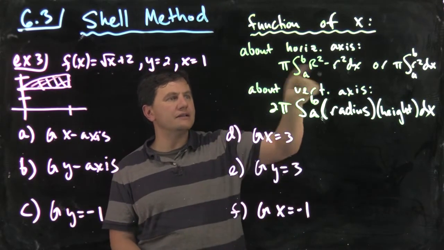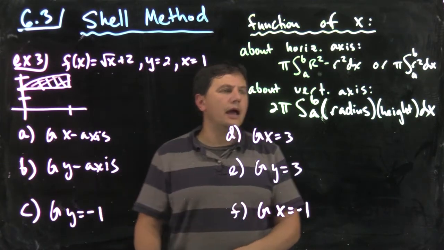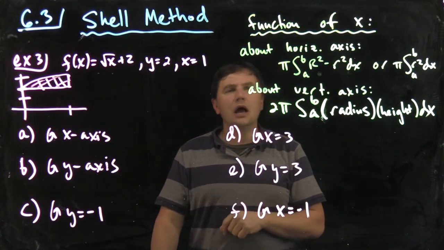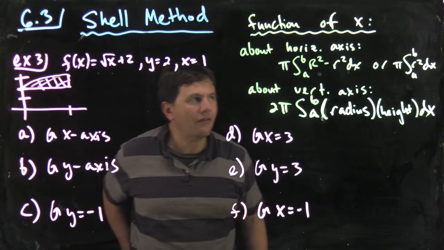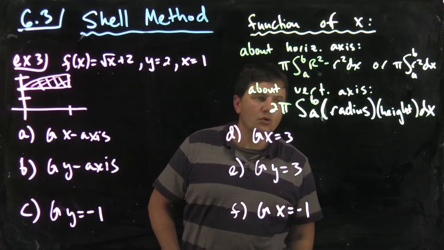If we rotate a function of x around a vertical axis, it's going to be the shell method. If we do a function of y, of course it just flips. A function of y around a horizontal axis will be shell. A function of y around a vertical axis will be a disk or a washer method.